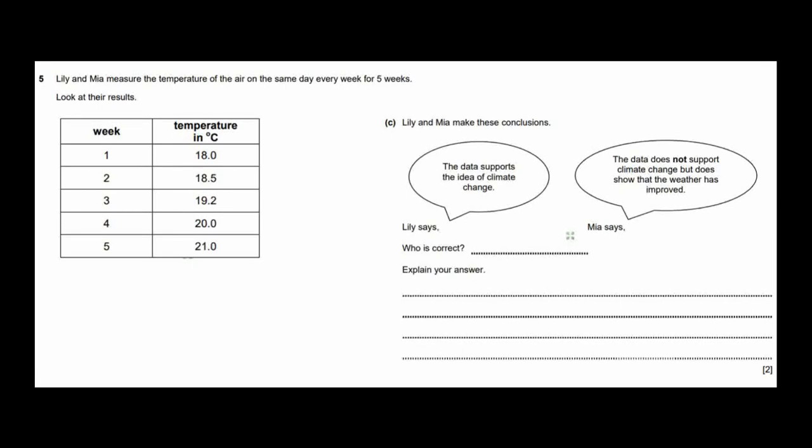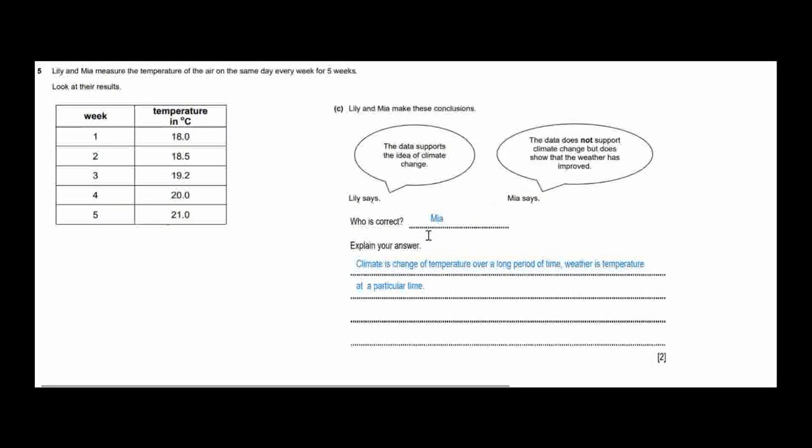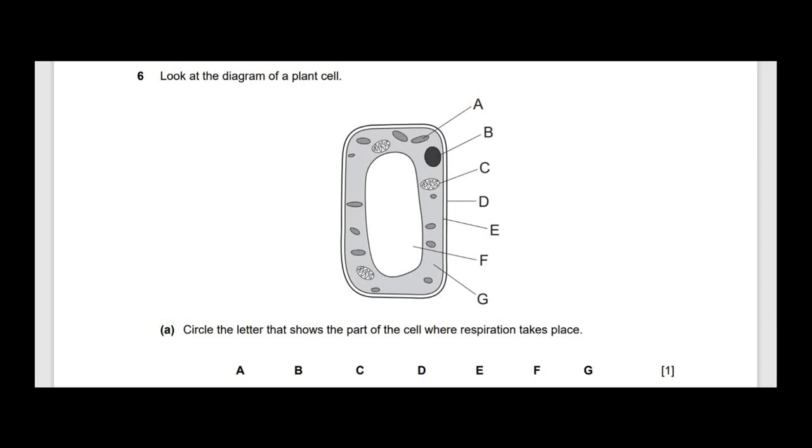Okay, let's open up the answer. So the correct answer is Mia, because climate is a change of temperature over a long period of time. This is only for 5 weeks, but weather is temperature at a particular time. So Mia is correct. Next number. Now we are in question 6. Look at the diagram of a plant cell. Here, circle the letter that shows the part of the cell where respiration takes place. Is it A, B, C, D, E, F, or G?